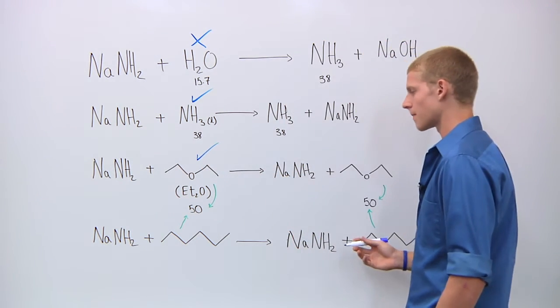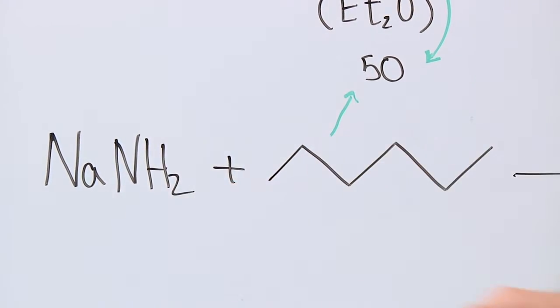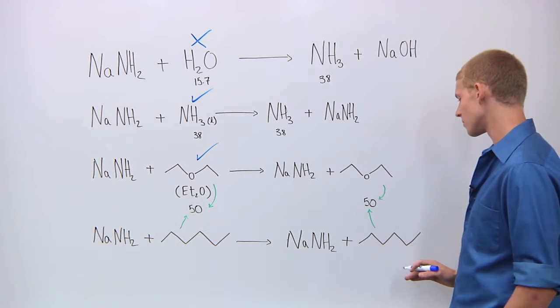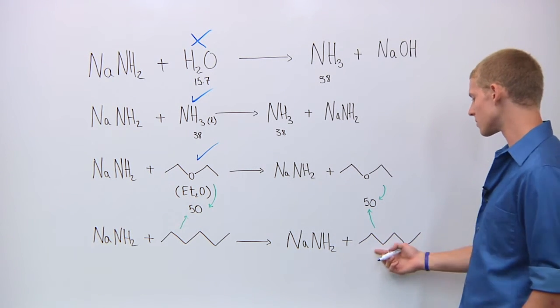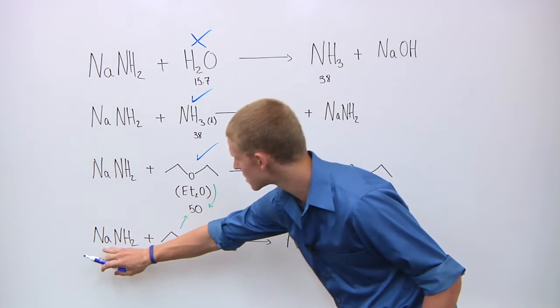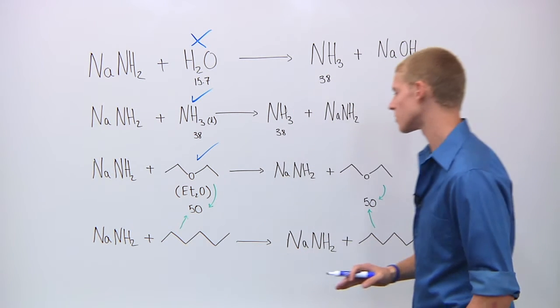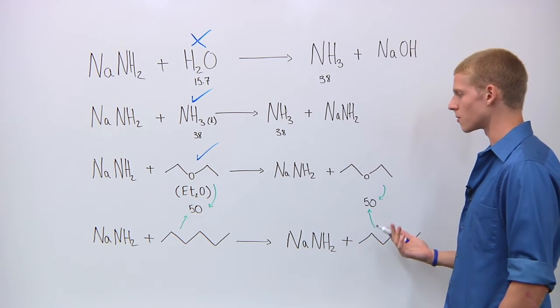And our last solvent we're going to consider is hexane. And we have sodium amide, and when it reacts, again because of the pKa values of 50, we get what we started with. And this may seem like a good reaction, except that sodium amide is polar and hexane is nonpolar. So it's not going to keep the reactants in solution, so therefore it would not be a good solvent.